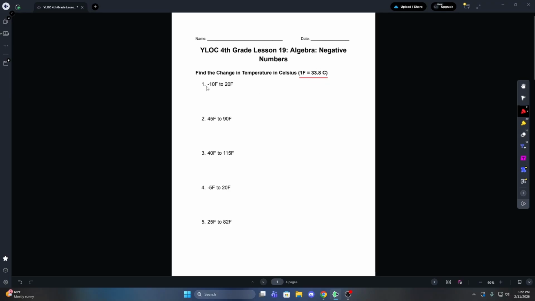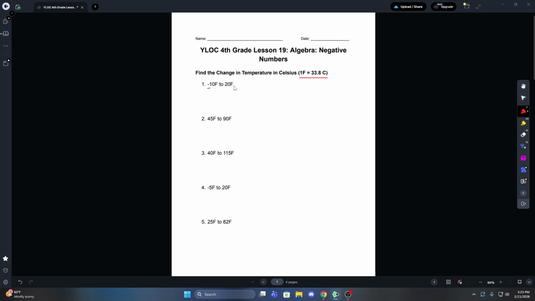And for here, we really want to understand the concept of negatives, so we're not going to do all the calculations. So get out a calculator. It's okay. It's not cheating for this because really we're trying to test the concept of the negative right here. So let's get right into it. Negative 10 Fahrenheit to 20 degrees Fahrenheit.